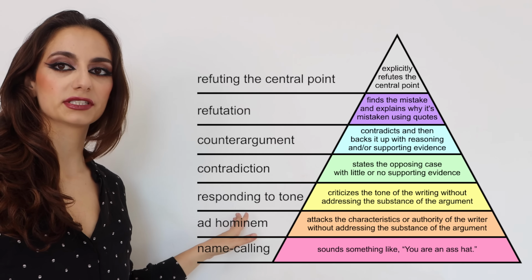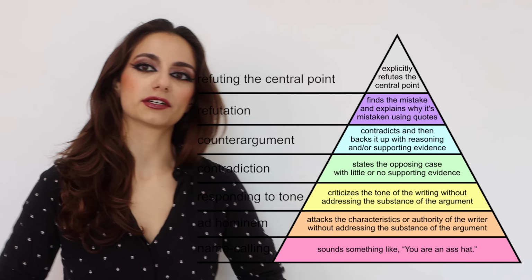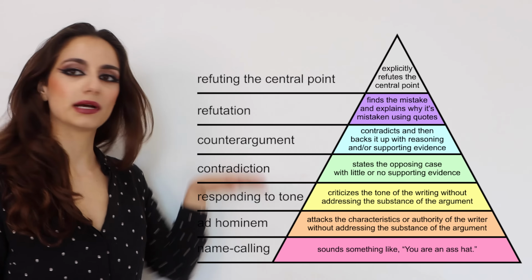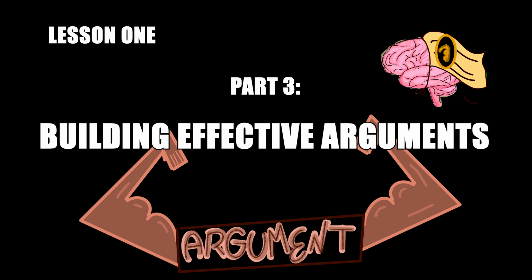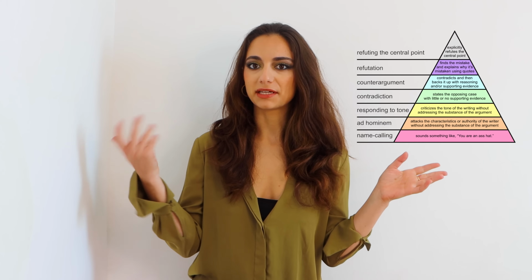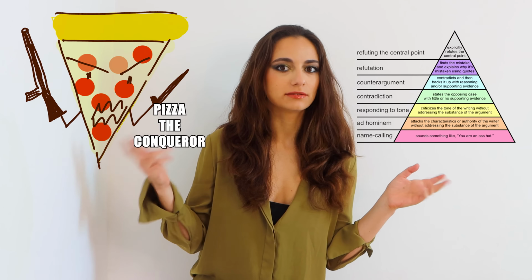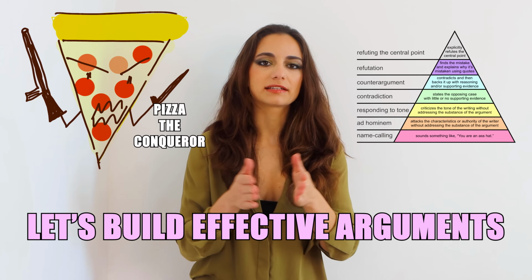Now that we went through this pyramid and understood a little bit what kind of arguments exist, what types of arguments do we have, I'm pretty excited to show you how exactly you build those kinds of arguments, going from bottom up. Lesson 1, Part 3. In this part, we're gonna use the pyramid and my ridiculous pizza video to see how we build an effective argument.